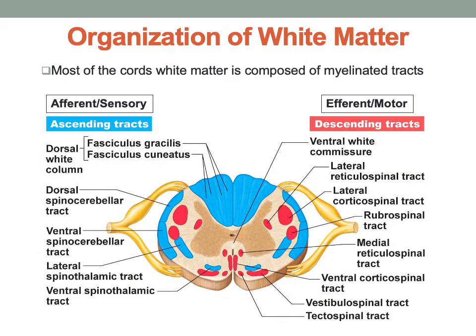Organization of white matter. Most of the cord's white matter is composed of myelinated tracts. In this diagram, you see that it is separated into ascending tracts and descending tracts. The ascending tracts carry sensory or afferent information from the periphery to the brain. The descending tracts carry efferent or motor information from the brain to the periphery.